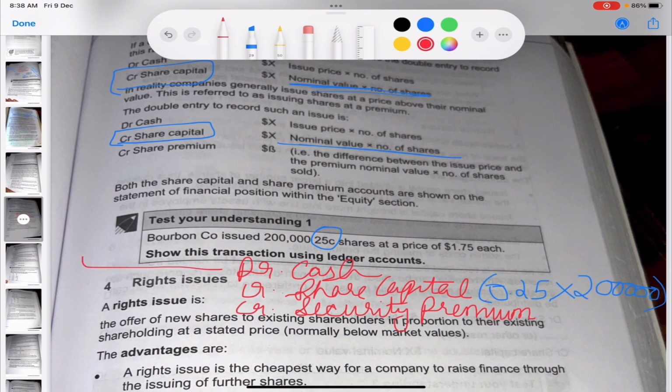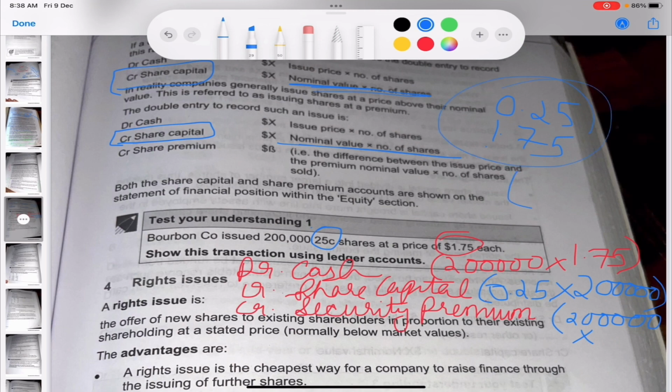Now, how much cash has actually been received? We received 200,000 shares at $1.75 each. How much excess has been received? Securities premium. 0.25 was my face value. 1.75 was what I actually asked for. So my excess would be the subtraction. What is the subtraction of 1.75 minus 0.25? 1.5. Okay, 1.5.